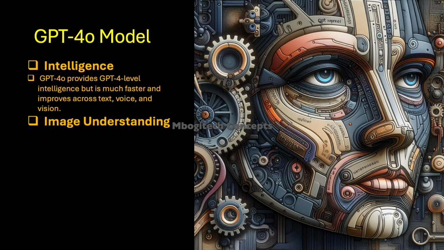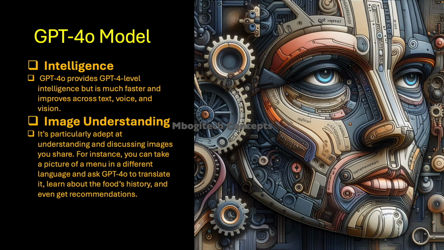Now, image understanding is another capability. This model is particularly adept at understanding and discussing images you share. So, for instance, you could upload an image and ask a few things. You want to interact with the image, no matter how complex. OpenAI has promised that this new model, GPT-4o, can go through it and understand it for you. I mean, you can take a picture of a menu in a different language. That's a very good use case, guys.